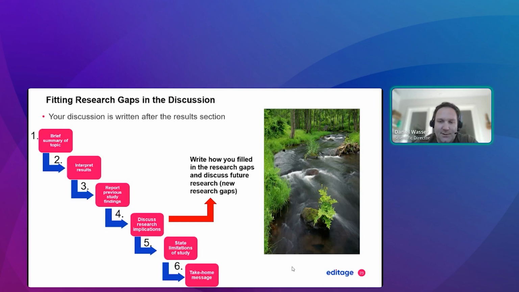And the take-home message, right? What do you want to make sure people understand from this paper? And that can be even more important when you look at other formats, like say you're writing a poster or an abstract.